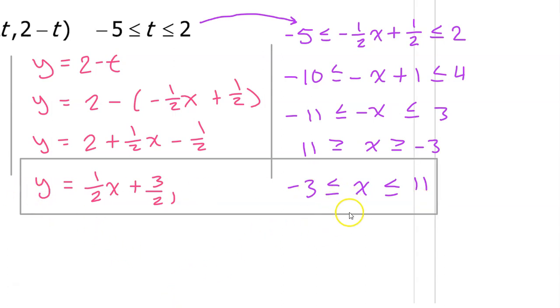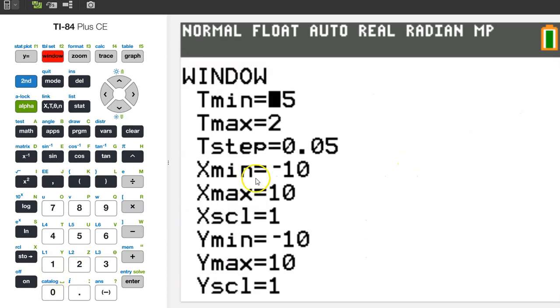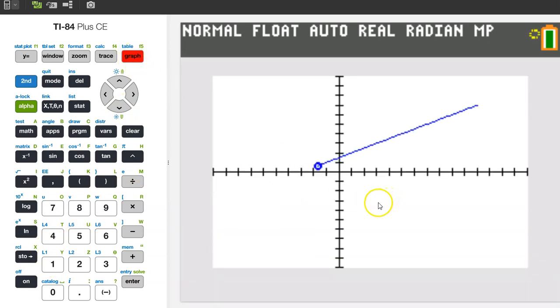Let's look back at the graph. At first I thought that the domain would just be greater than or equal to negative 3, but I think that's just because the graph was going off the screen. To verify that hypothesis, let's change the x max to something bigger, like 15, and take another look. So now we see that our linear graph is restricted to values of x between negative 3 and positive 11.